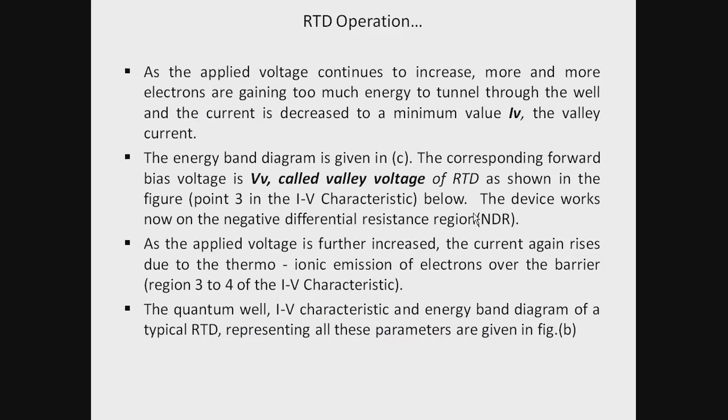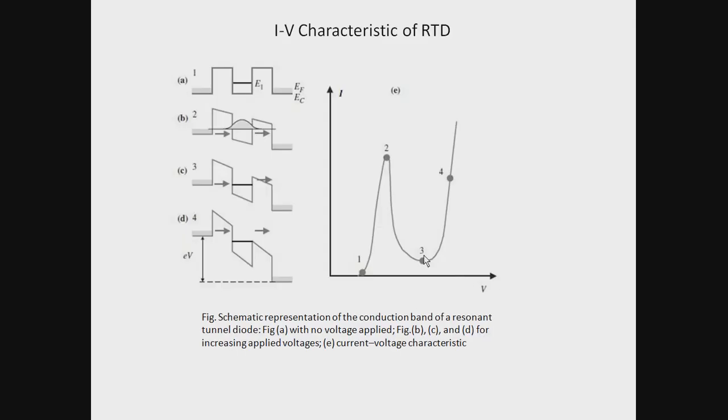As the applied voltage is further increased, the current again rises due to the thermo-ionic emission of electrons over the barrier, 3 to 4. In the IV characteristic we have seen here, after this valley voltage and valley current, if the applied voltage is further increased, the current gradually increases again. That is due to the thermo-ionic emission of the electrons. So that is why this current is increased like this.